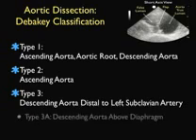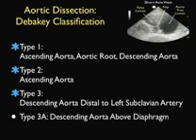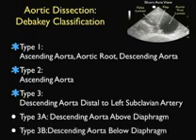Type 3 involves the descending aorta distal to the left subclavian artery. We can subdivide type 3 DeBakey classification aortic dissections into a type 3A, which involves a descending aorta but stops above the level of the diaphragm, and a type 3B, which involves a descending aorta but extends below the diaphragm and can be picked up on sonography of the abdominal aorta below the diaphragm.